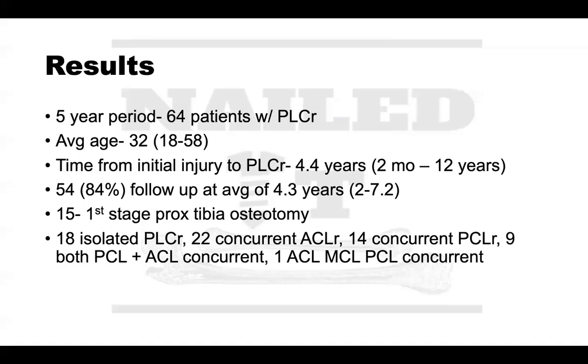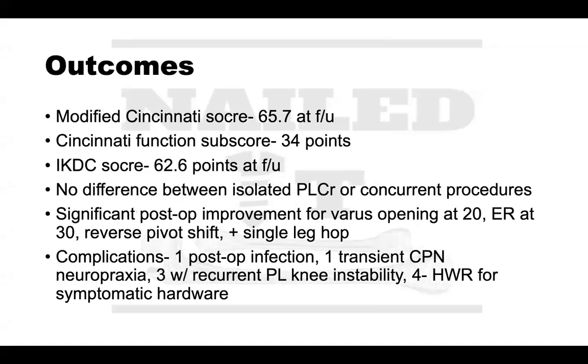22 had a concomitant ACL reconstruction. 14 had a PCL, and 9 had a PCL and ACL. And then 1, unfortunately, had an ACL, MCL, PCL, and posterolateral corner reconstruction all at once. So for the outcomes, they used the modified Cincinnati score. That was at 65.7 at their follow-up.